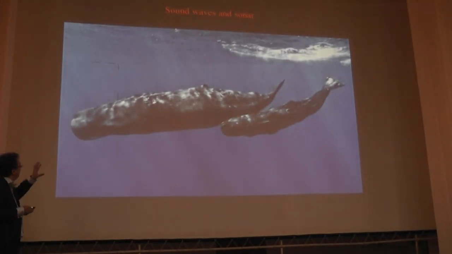Therefore, animals who live in the sea don't use sight for orientation or finding their prey, they use sound. The most impressive ones are the sperm whales. In their head they produce directional sound, and they can hear the echo from the sound waves. In this way they can find their way and their prey in the deep ocean, so they can live there.